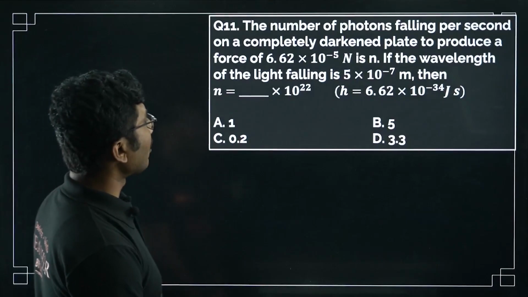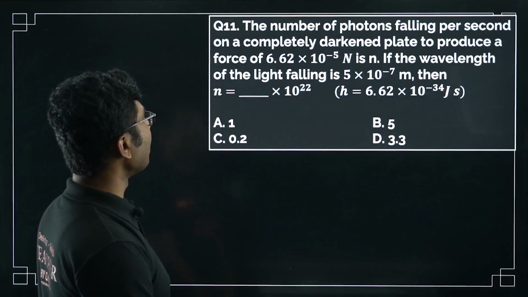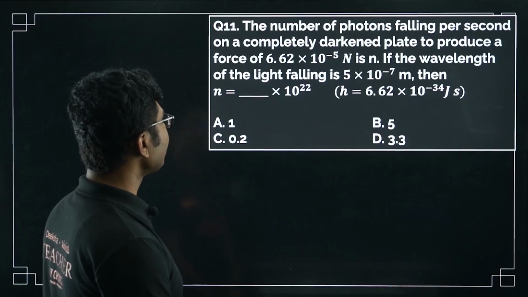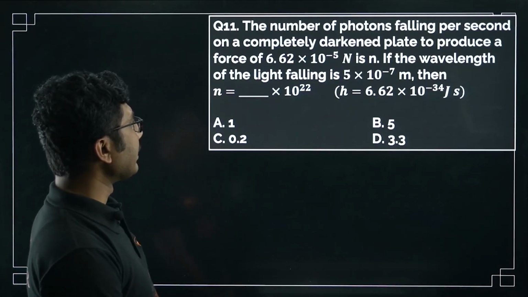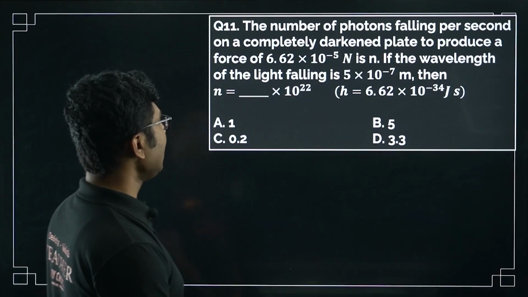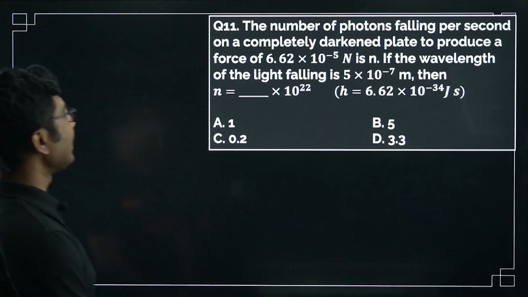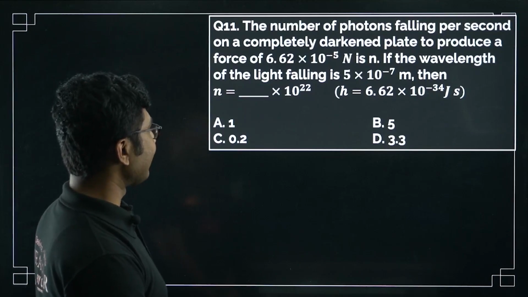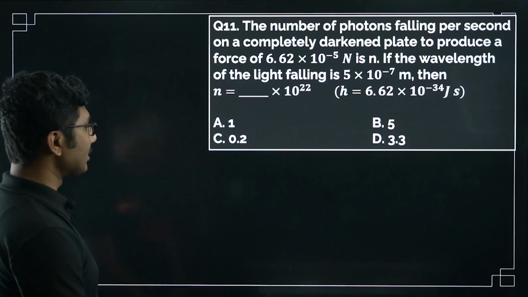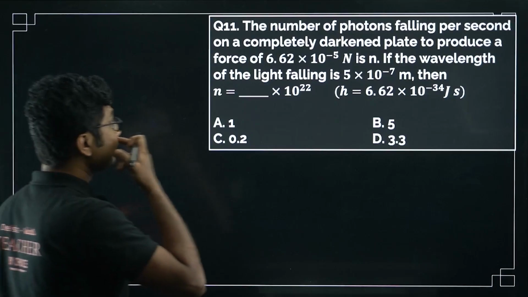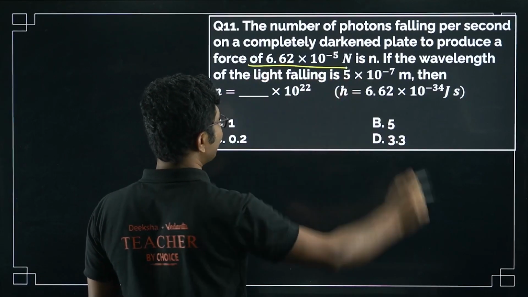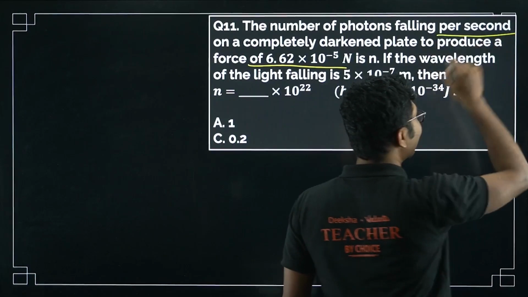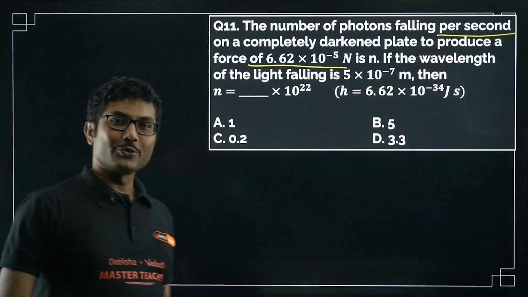The number of photons falling per second on a completely darkened plate to produce a force of 6.62 into 10 to the power of minus 5 Newton is N. If the wavelength of the light falling is 5 into 10 to the power of minus 7 meter, then N is equal to what? How to solve it? It is basically talking about force per second. Only the saving part is the 1 second part. So how to do that?